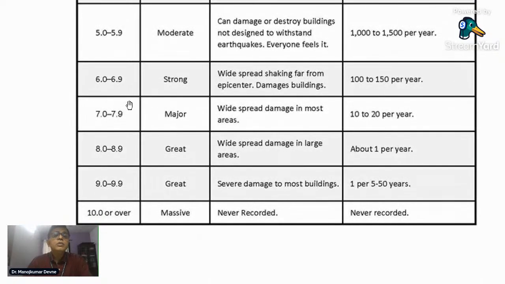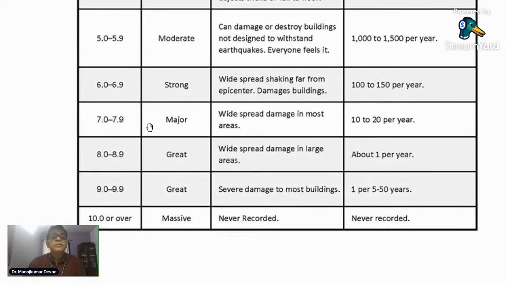Then moving to 6 to 6.9, these are strong, and you can experience the shaking even away from the epicenter. It surely damages buildings, even if they are moderately built for earthquakes. And you have around 100 to 150 of them every year. So you'll see that this is also decreasing on a log scale. I'll give you another hint to try and understand what exactly a log scale means.